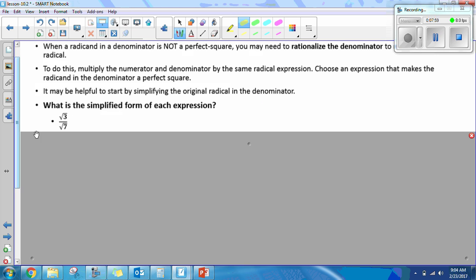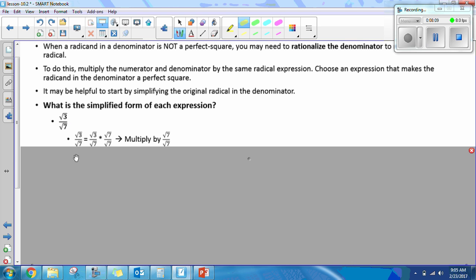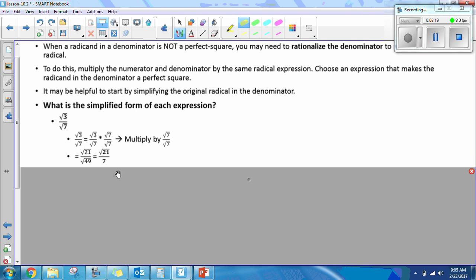So here we have radical 3 over radical 7. None of these are perfect squares, and we cannot leave a radicand in the denominator. So we're going to multiply both the numerator and the denominator by radical 7. When we simplify this, we get radical 21 over radical 49. Now I can take the square root of 49 and simplify that to 7 to get rid of that radicand in the denominator. And the radical 21, I can't do anything with that, so we leave it as is.